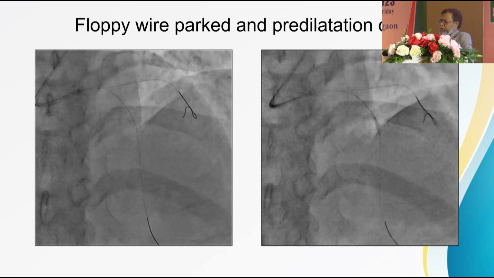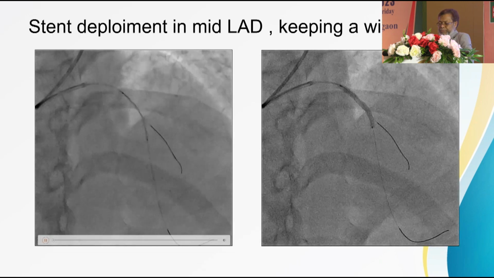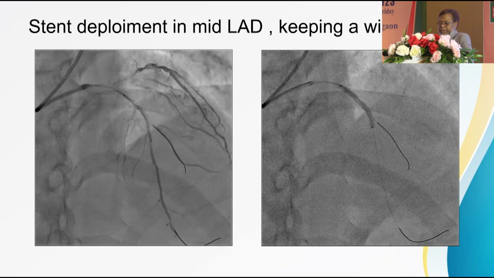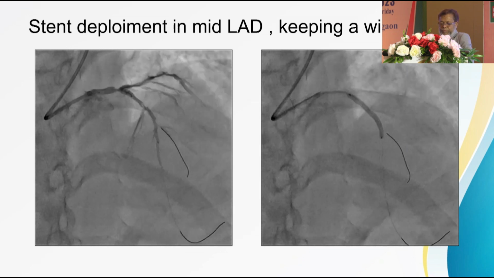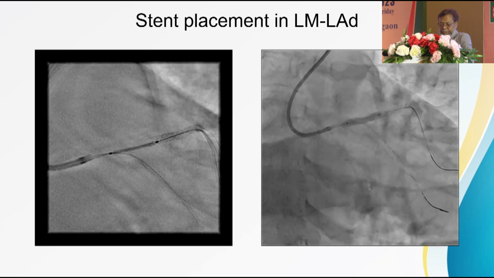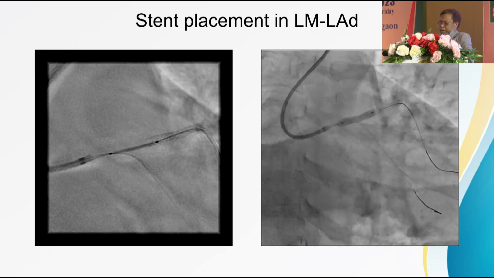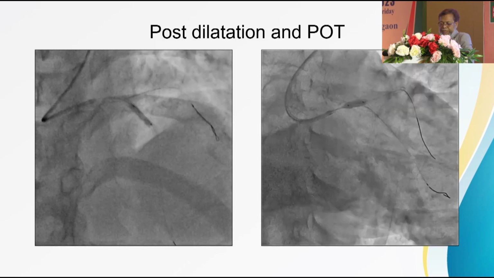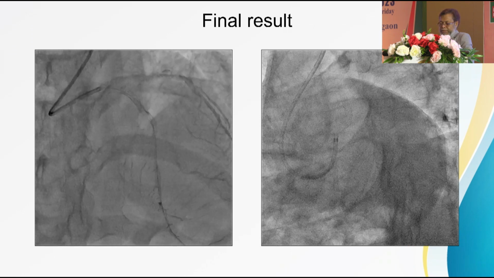We wired both the vessels, and we first pre-dilated the downstream disease of the LAD, and then we implanted one stent from proximal LAD to mid LAD. Then we deployed another stent across the left circumflex and post-dilated, and this is the final result.